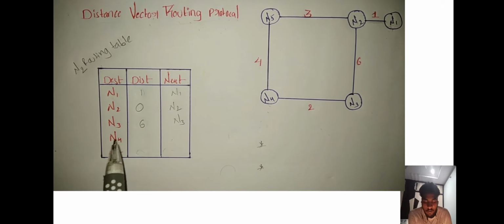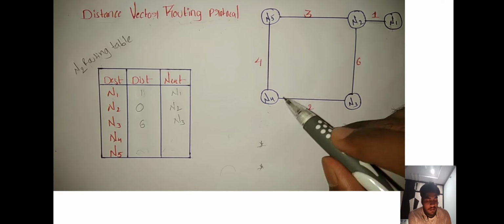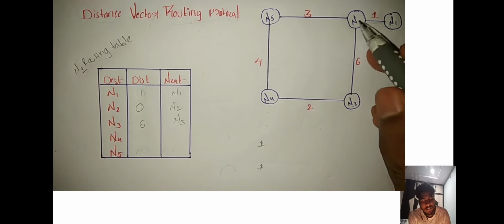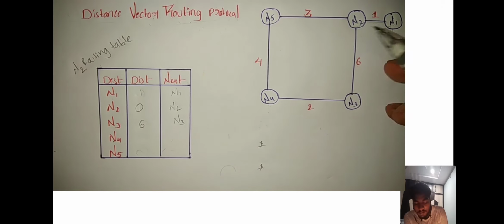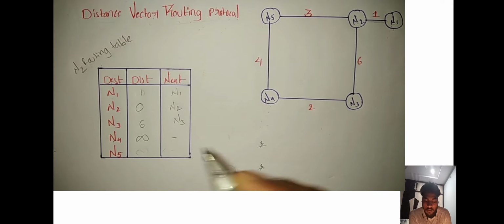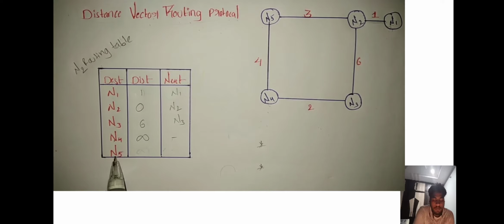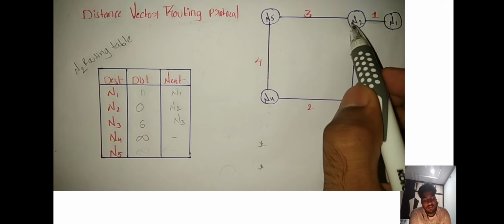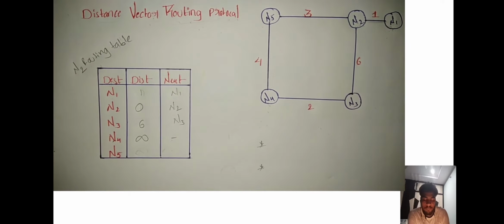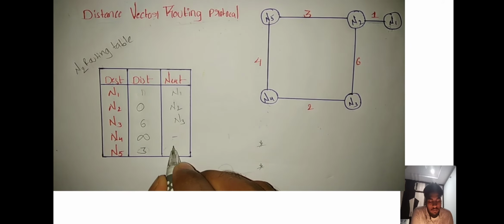Now we have to go from n2 to n3. Is there any direct link from n2 to n4? No. That means n4 is not the neighbor of n2, so it cannot tell about n4. So the distance is infinity. Now we have to go to n5 from n2. Yes, we can go to n5 from n2. What's the distance? 3. And what's the next node? n5.